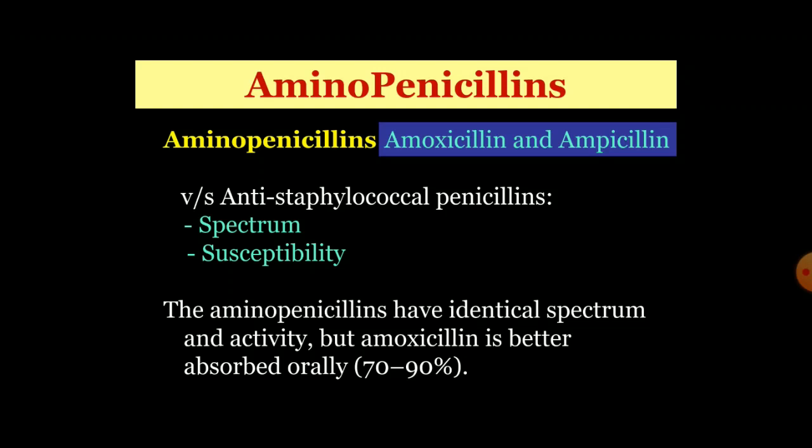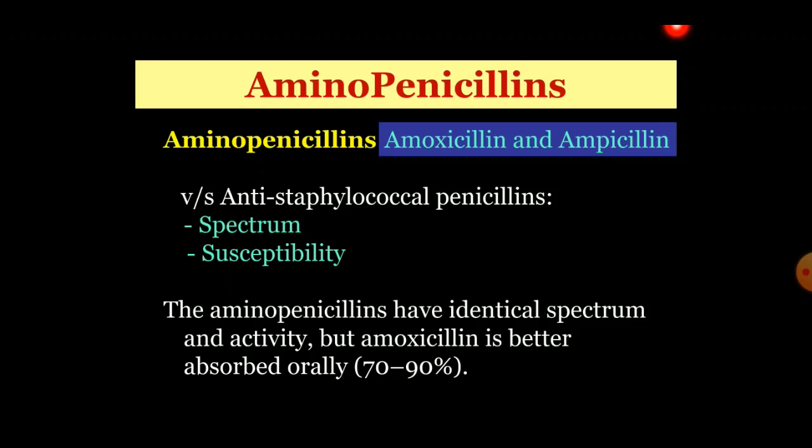When I compare amoxicillin and ampicillin with anti-staphylococcal penicillins, or rather the natural penicillins, spectrum comes first, and spectrum is definitely increased with amoxicillin and ampicillin. So it's a comparatively wider spectrum or extended spectrum penicillin. This has been mentioned in the following slides as broad spectrum penicillin, though I think the term broad should not be used in case of aminopenicillins.